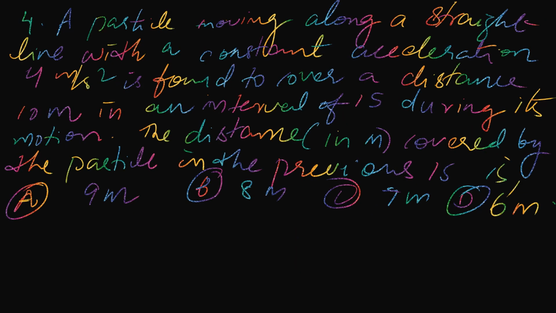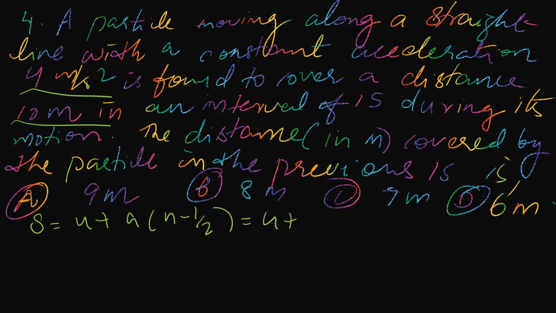A particle moving along a straight line with a constant acceleration of 4 meter per second square is found to cover a distance of 10 meter in an interval of 1 second during its motion. The distance covered by the particle in the previous 1 second is? Distance covered in the nth second, we can write it as u plus a into n minus half. That is u plus 4 into n minus half. This is for the nth second.